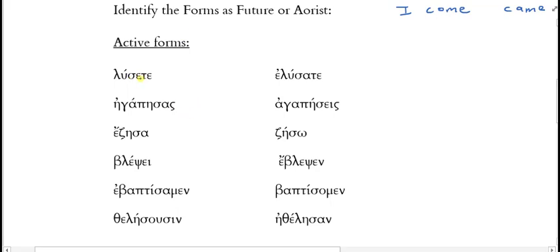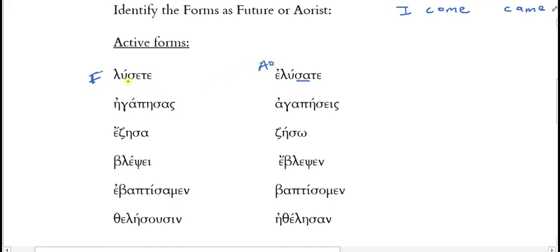Look at lusete. Compare that with elusete. Which one of these is future and which one's aorist? The first one is future. Good. How do you know that? The sigma. But the first aorist has a sigma. Yes. If it's aorist, I'm looking for sigma alpha in most cases, right? So this one's the aorist.